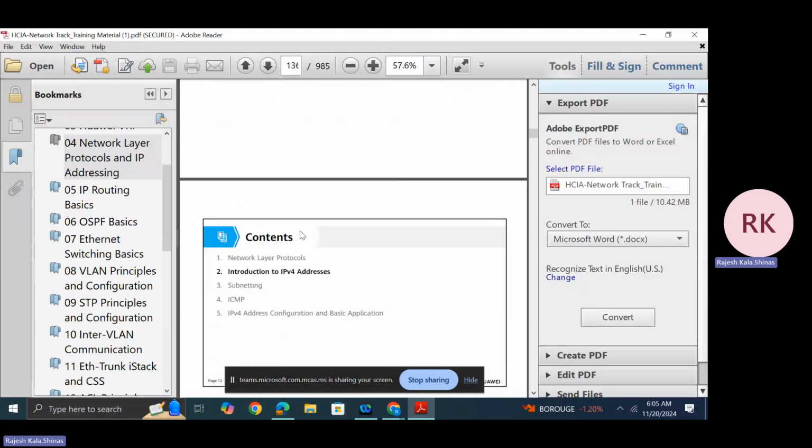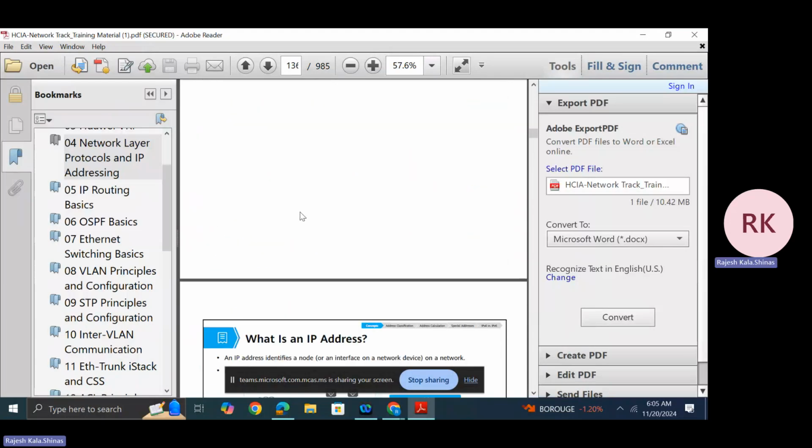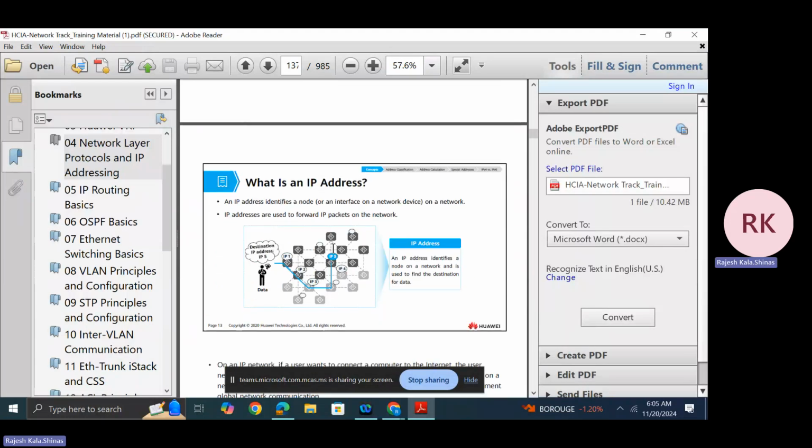Then the basics of IPv4 addressing. Introduction. Why do we need an IP address?